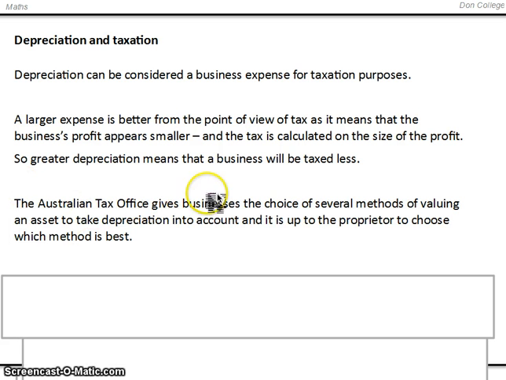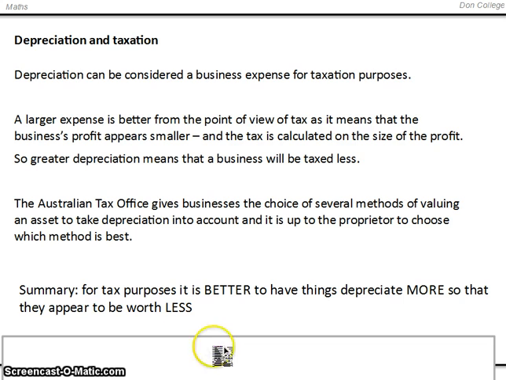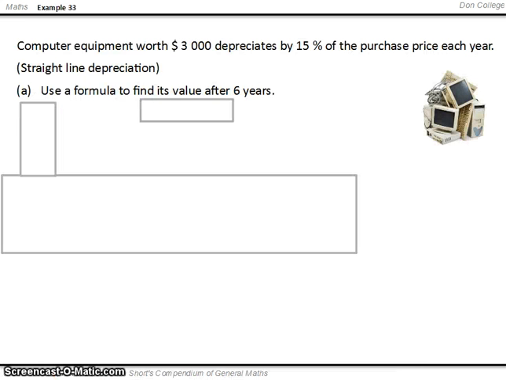And the Australian Tax Office will give you a choice as to how you depreciate different assets. It's up to you to choose which method is best for you. So you will want to choose a method that reduces the amount of tax you pay. You'll have heard a lot about this really in the news recently. This is tax avoidance as opposed to tax evasion, which is illegal. Summary: for tax purposes, it's better to have things depreciate more so that they appear to be worth less and you pay less tax.